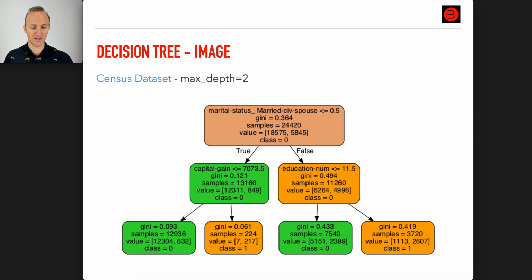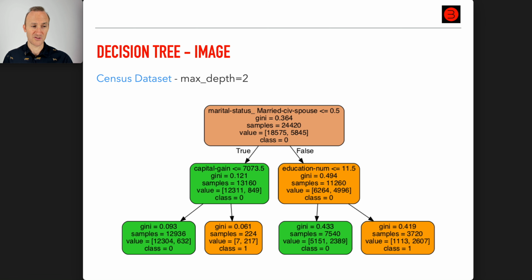So if you look at the far left one, the green one, where it says Gini is 0.093. By the way, closer to 0, the better. Gini is a measure of impurity. And so what it's saying is that, of those, the predictions are that 12,304 of these, this group would all be class 0, meaning I believe they make less than 50,000. These are people with less than a capital gain of 7,073 and who are unmarried.